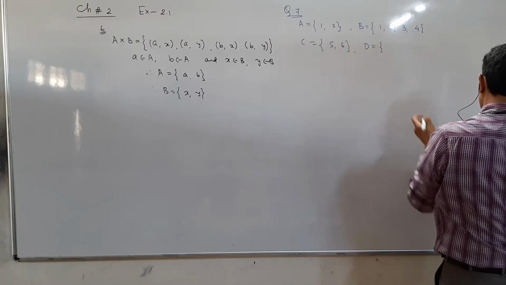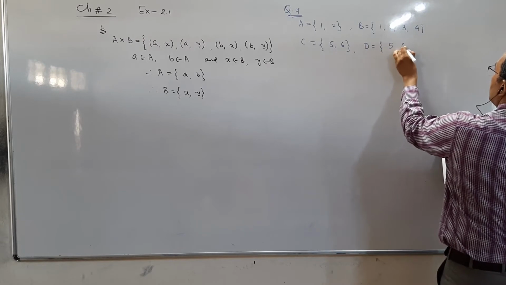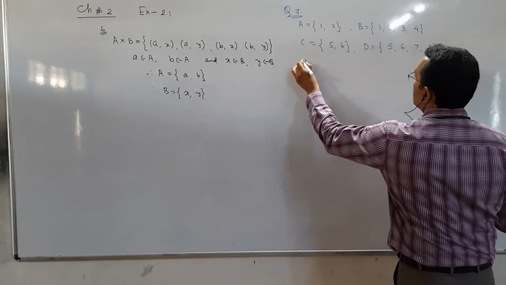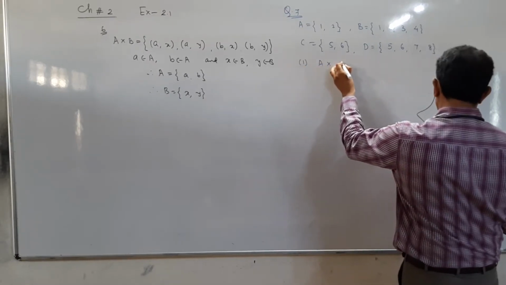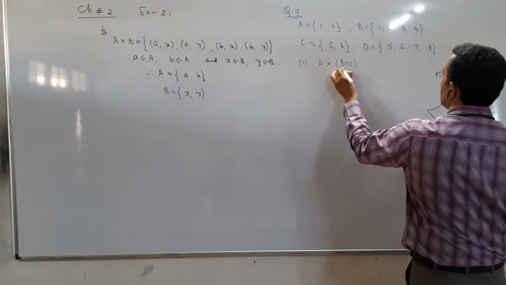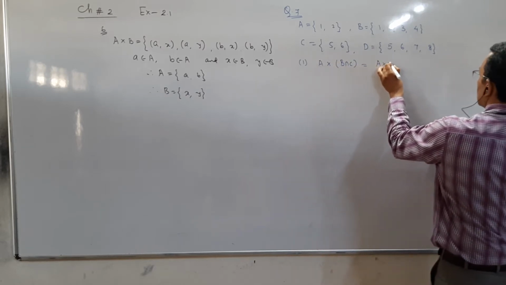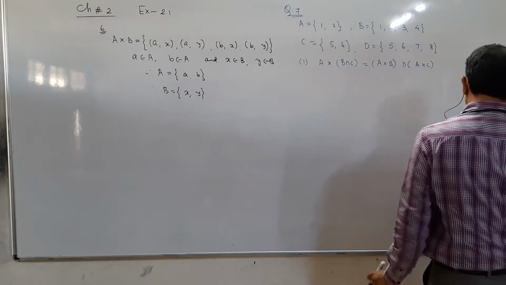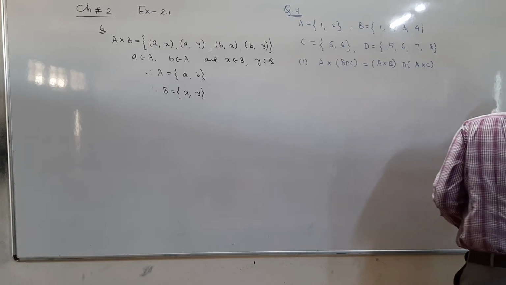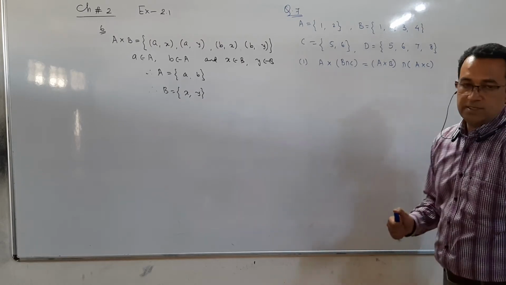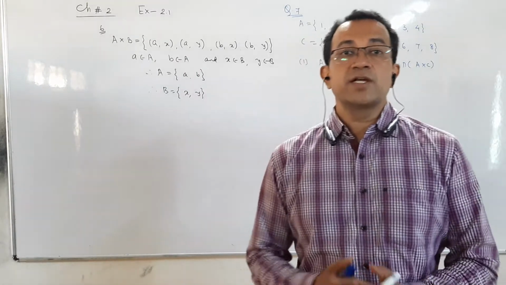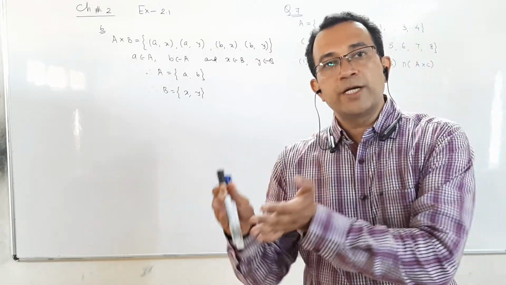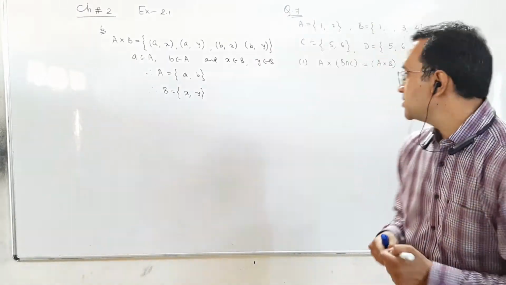Set D is the set of elements 5, 6, 7, 8. Verify the following result. The first result is A cross (B intersection C) is equal to (A cross B) intersection (A cross C). Okay, students, we have to verify this result. In verification, we have to operate LHS separately and RHS separately and check that their answers are the same.